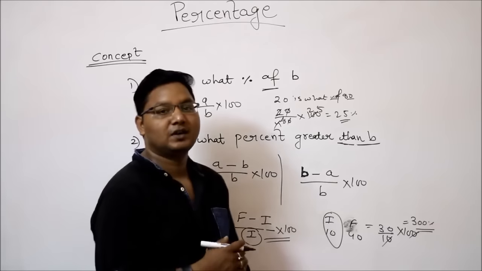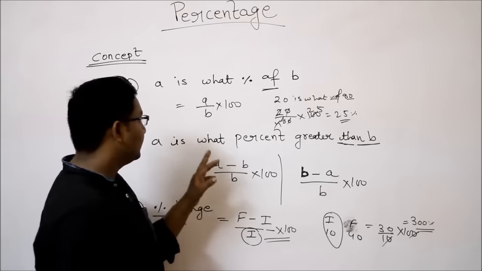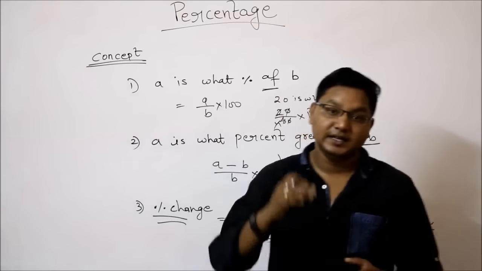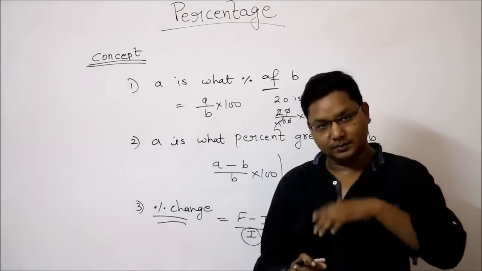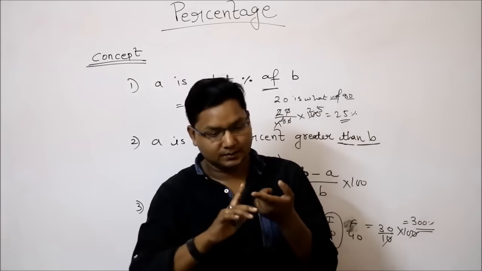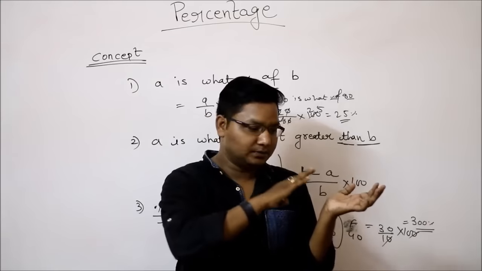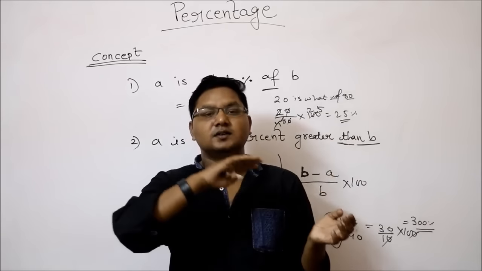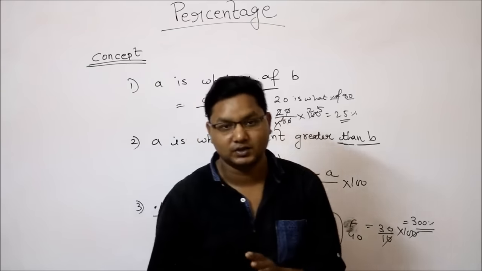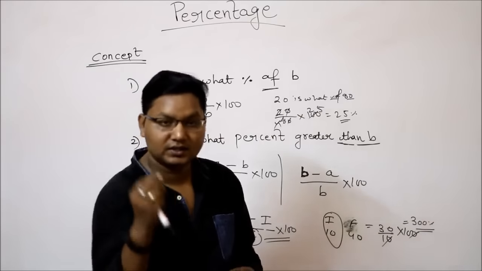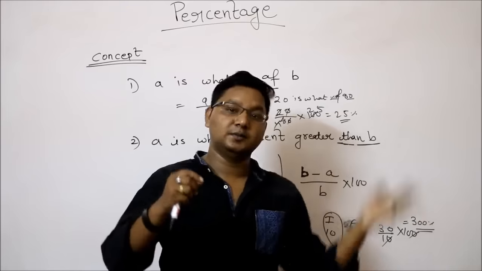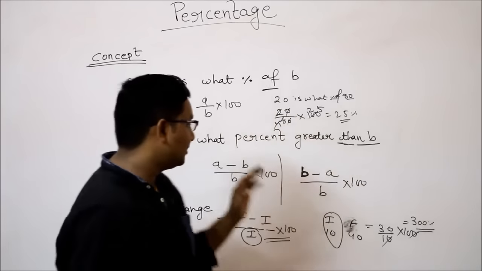And one more thing which I want to add here is suppose A is X percentage greater than B. It does not mean that B is X percentage smaller than A. For example, suppose 10 is 100% smaller than 20. It does not mean that 20 is 100% greater than 10. So the vice versa is not correct.